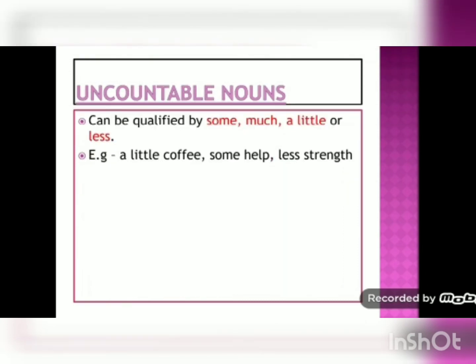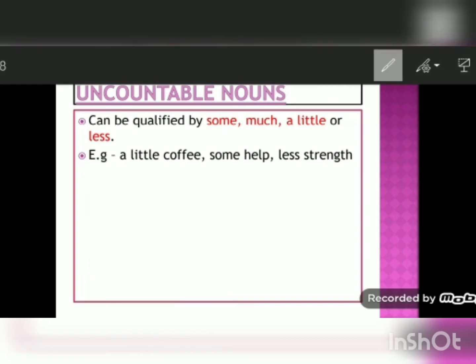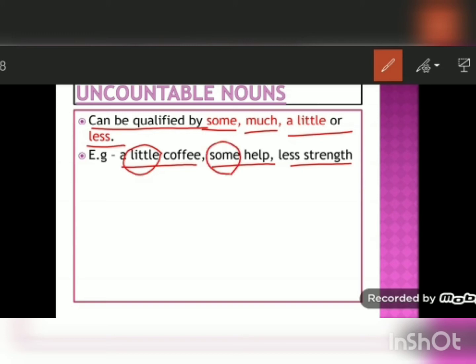Next is uncountable nouns can be qualified by some, much, a little or less. So we can qualify these uncountable noun by adding some, much, a little or less before the uncountable noun. For example, a little coffee, some help, less strength. So we have added little, some, less in order to qualify the uncountable noun.